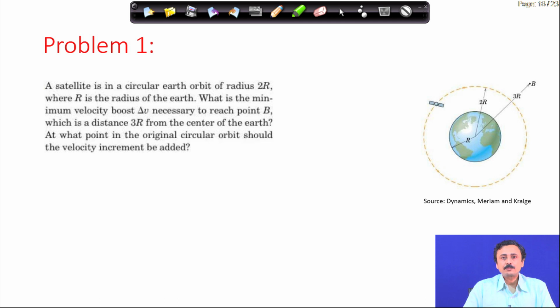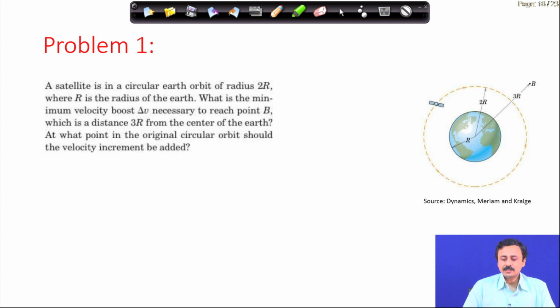We start off with this problem, which is taken from the book of Merriam and Craig. A satellite is in a circular earth orbit of radius 2r as shown, where r is the radius of the earth. What is the minimum velocity boost delta v necessary to reach point B? You can see the point B has been marked, which is at a distance of 3r from the center of the earth. At what point in the original circular orbit should the velocity increment be added?